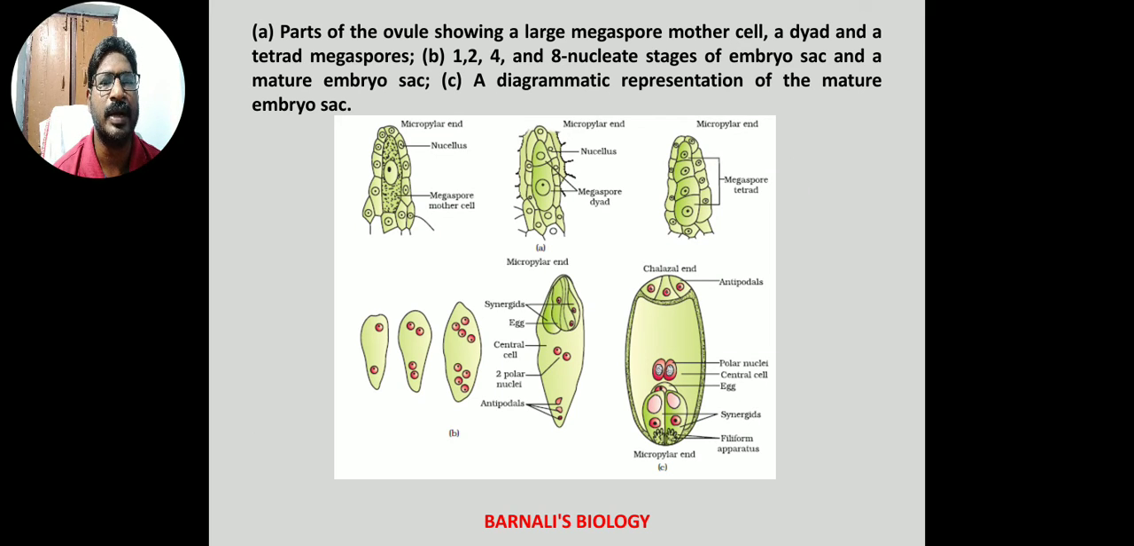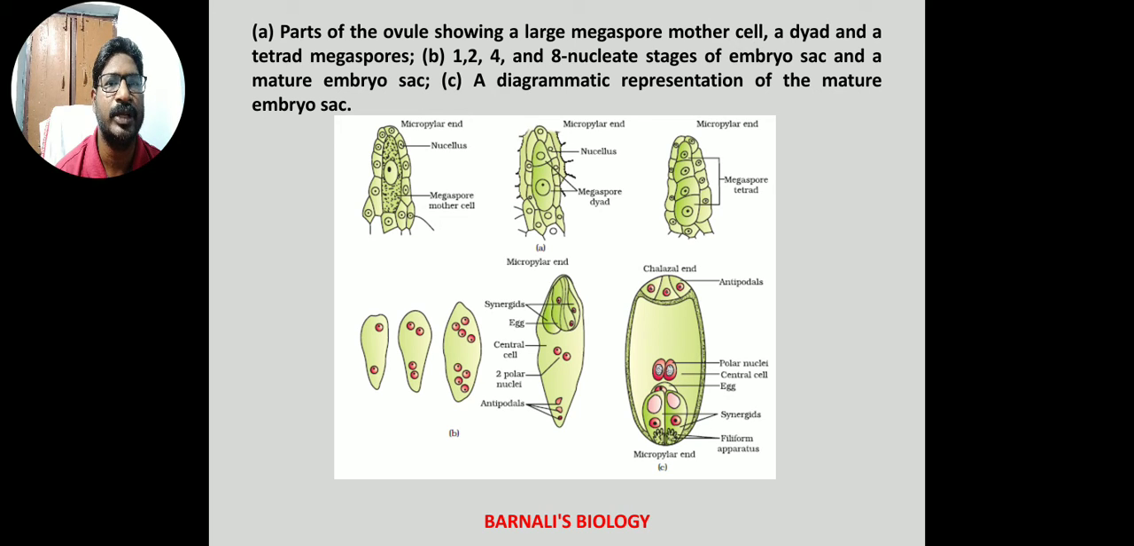In the first part A, you can see parts of the ovule showing a large megaspore mother cell, a dyad and a tetrad of megaspores. So, during meiosis, one cell will give rise to 2 and 2 will give rise to 4. Out of the 4 cells which are present in the megaspore tetrad, 3 will degenerate and only one cell will take part in embryo sac formation. This is called monosporic development. In figure B, you can see one cell divided into 2, 2 cells divided into 4 and 4 cells divided into 8. So we have got an 8 nucleate stage of embryo sac.